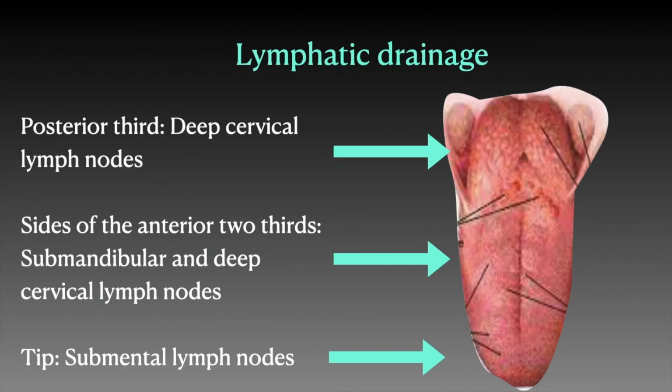Lymphatic drainage. The posterior third drains into the deep cervical lymph nodes. The sides of the anterior 2/3 drain into the submandibular and the deep cervical nodes. The tip of the tongue drains into the submental lymph nodes.